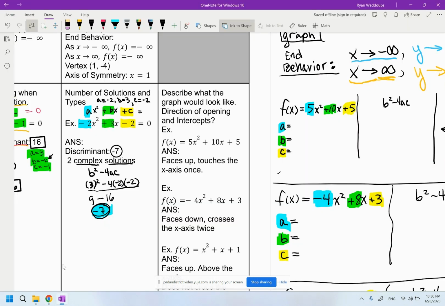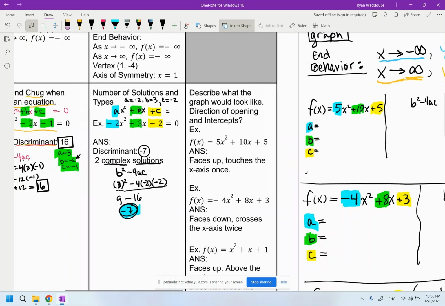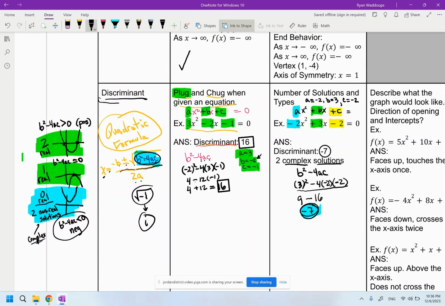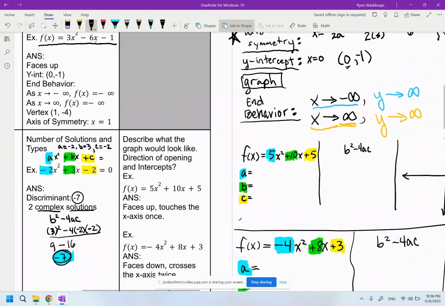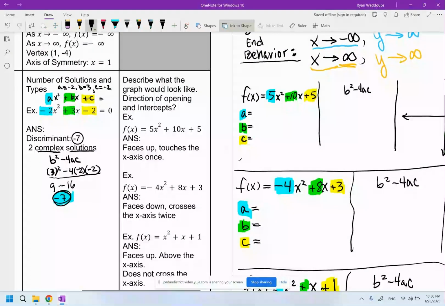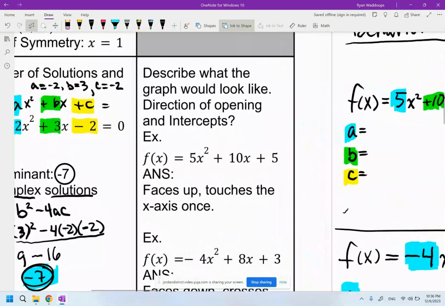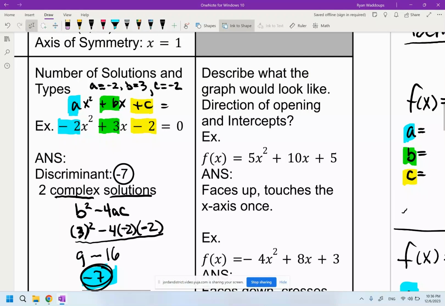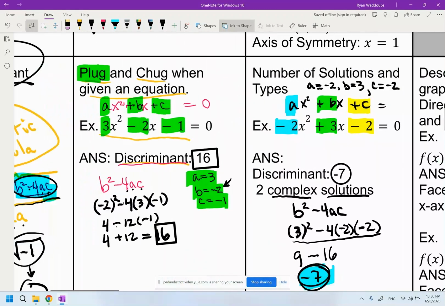Hi, welcome. This is a video about the discriminant, and this is the advanced video. And so what we're going to do is describe what the graph would look like, the direction of opening, and what do we know about the intercepts. Just a quick review here.